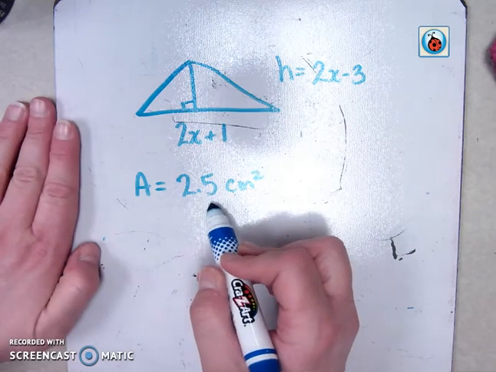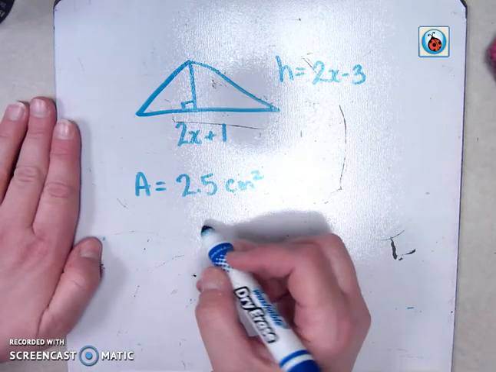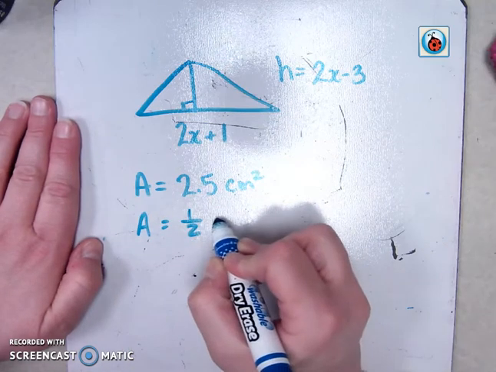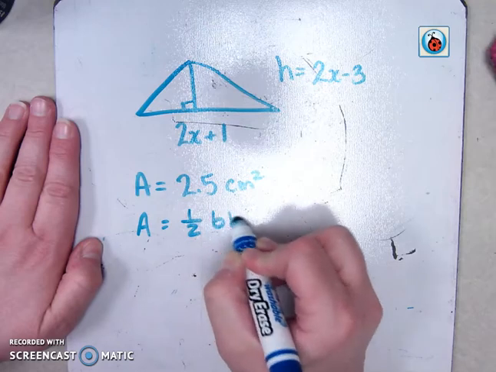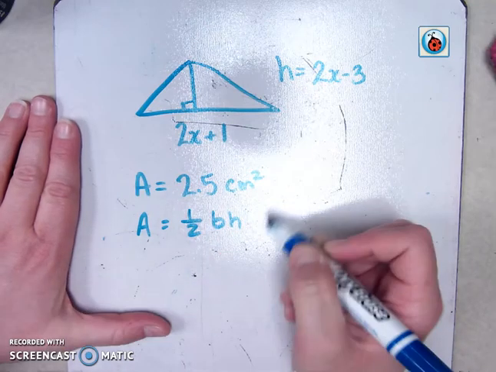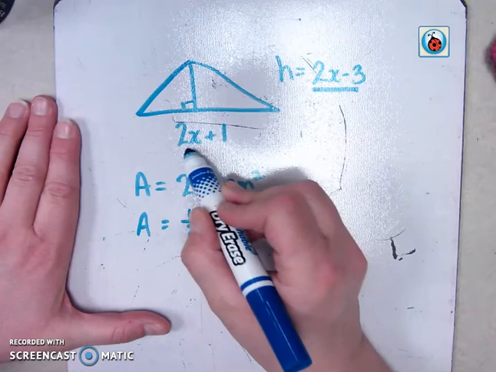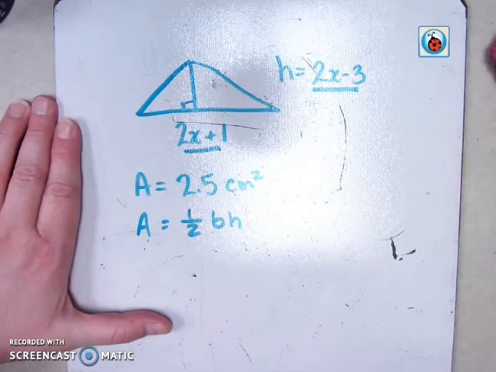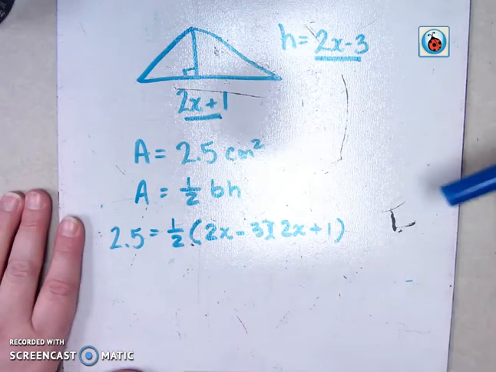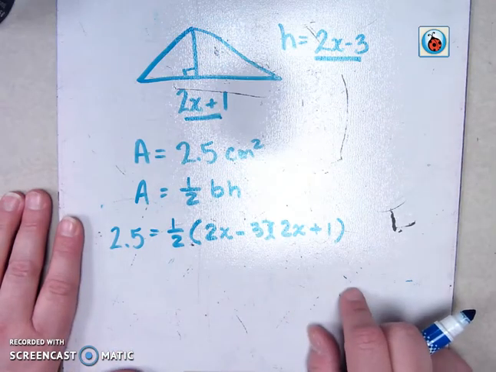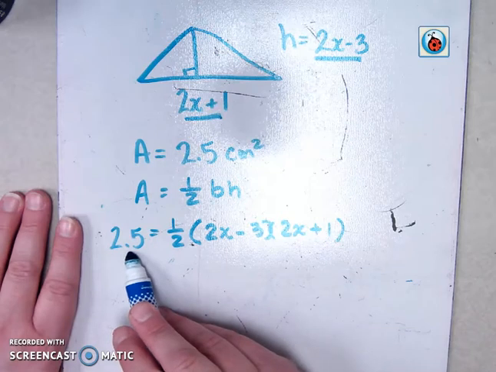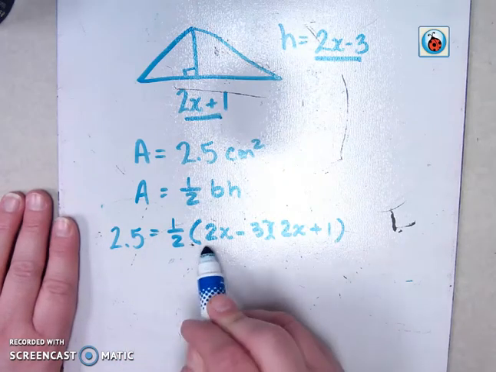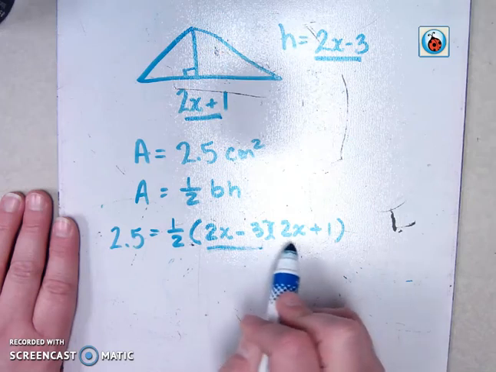I need to first remember the formula to find the area of a triangle. Area equals 1/2 times the base times the height. Now I'm going to use the polynomials I have and put them into the formula. Now that I filled in all the parts, I have the area over here, which is 2.5 centimeters squared, equal to 1/2 times the height times the base.